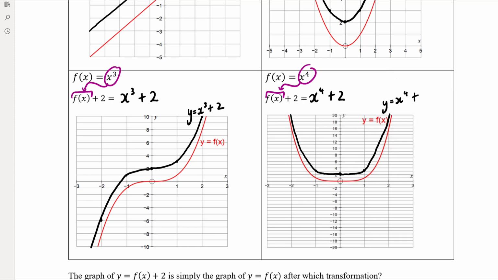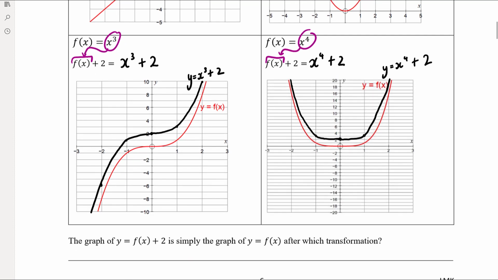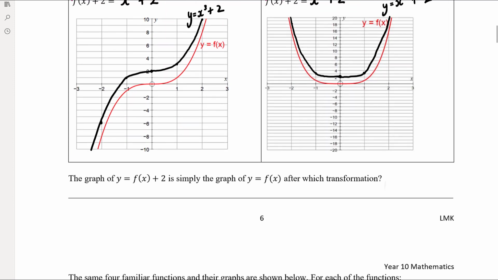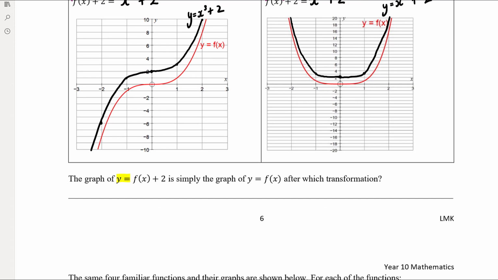Okay, so what we kind of see is, if we take our basic shape and all we do to that equation is we add 2 onto the end of it, we know that that translates the graph up by 2. So if we generalize that, the graph of y equals f of x plus 2 is simply the graph of y equals f of x after a translation up by 2. Okay, and so we can see that. I'm just going to flip over to a graphing package.